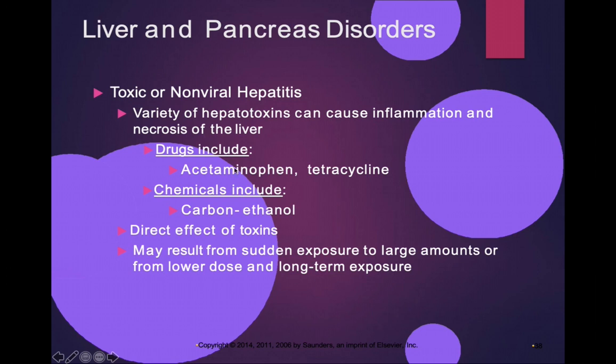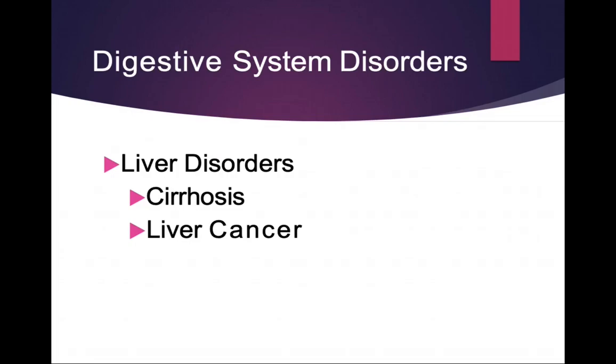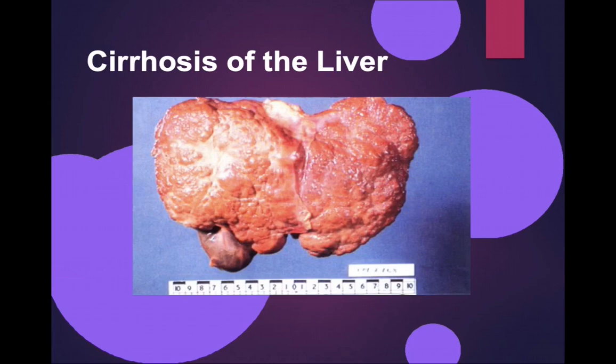When people take medications, it's really important to look at the drug and see how it affects the liver. Does it affect the cytochrome P450 system? That's really important to know. And aspirin does. Let's look at liver disorders, cirrhosis and liver cancer.